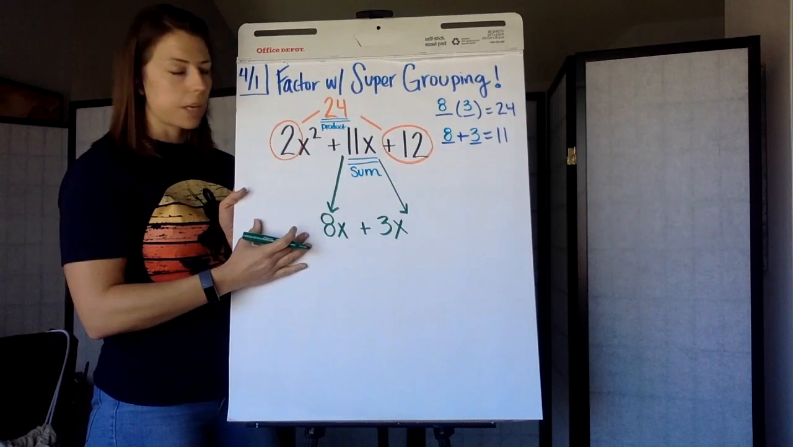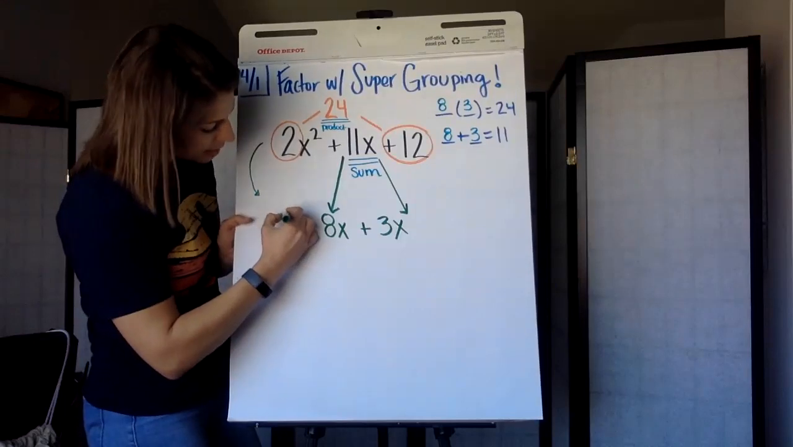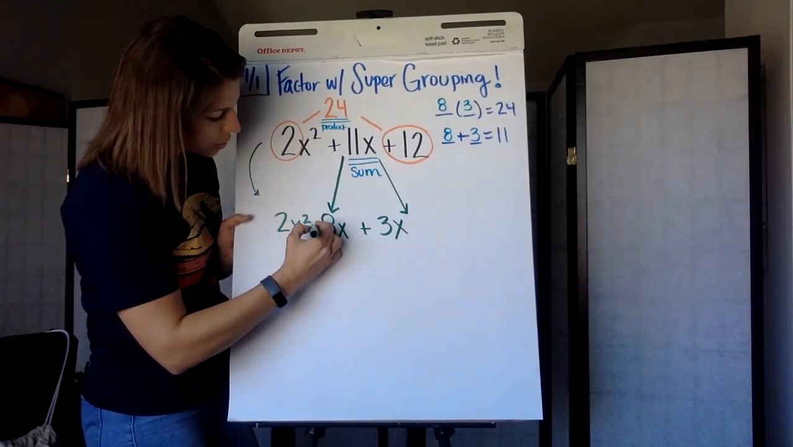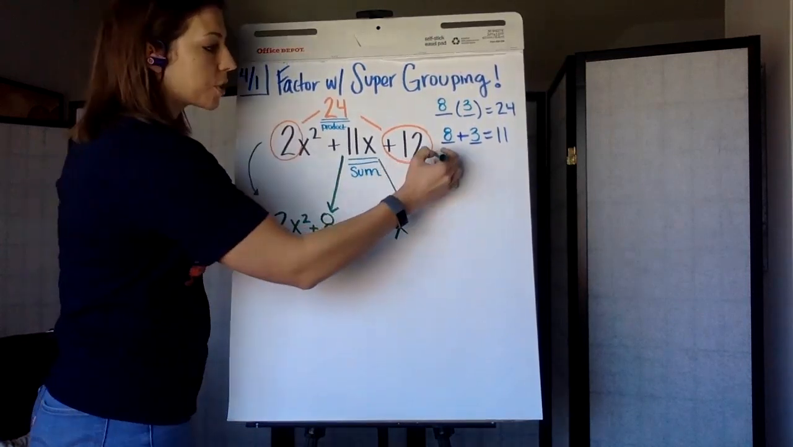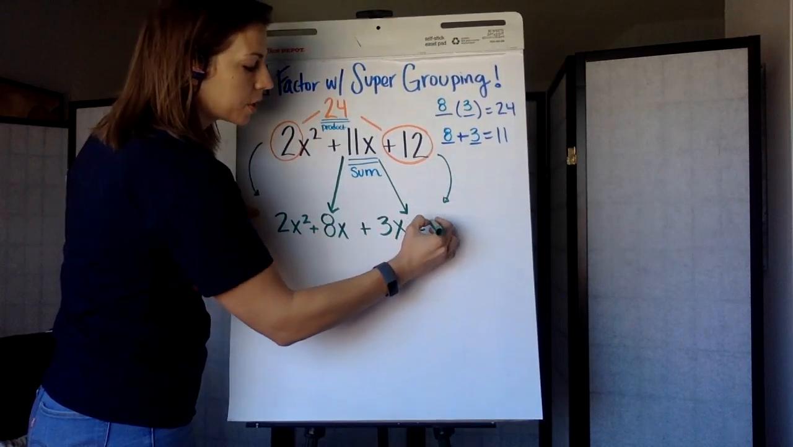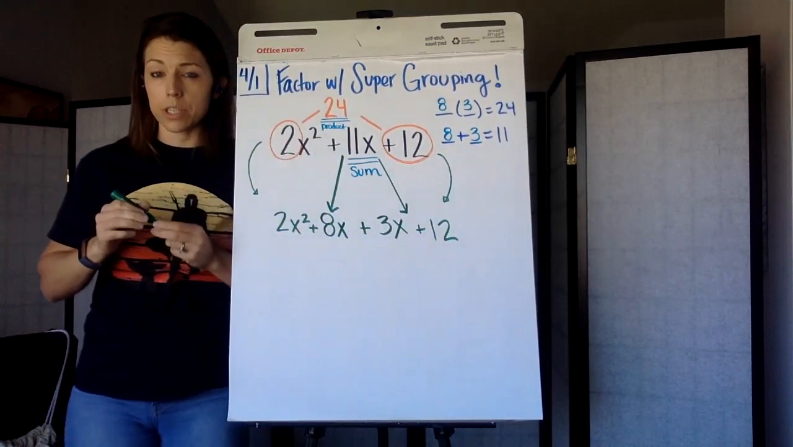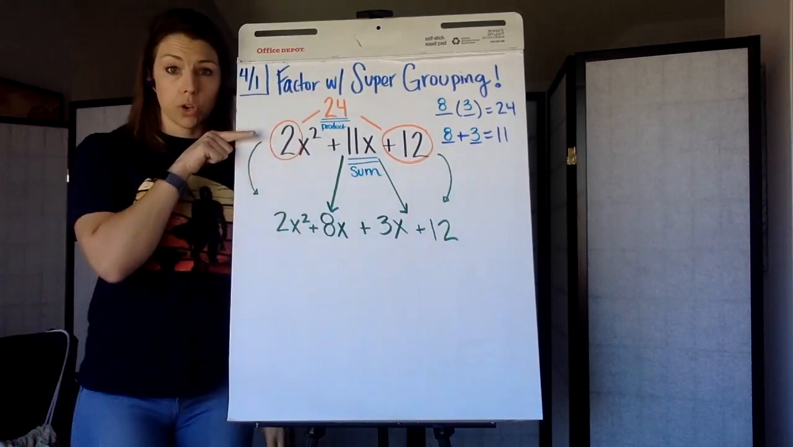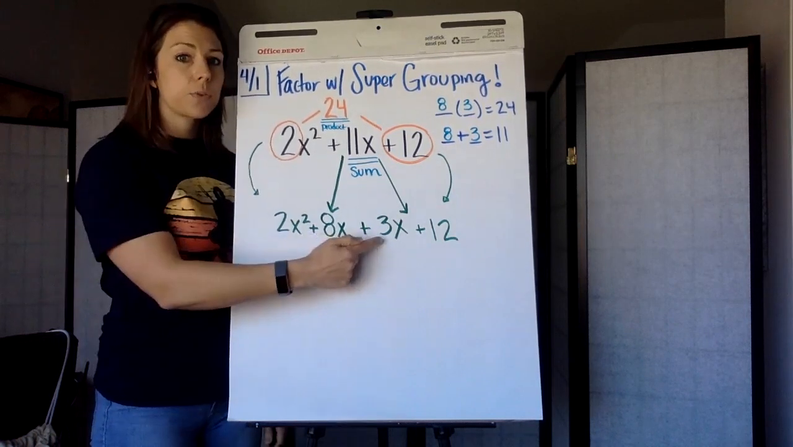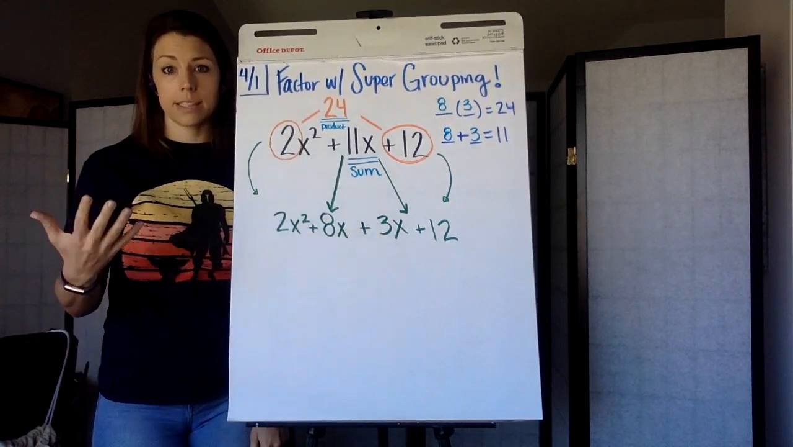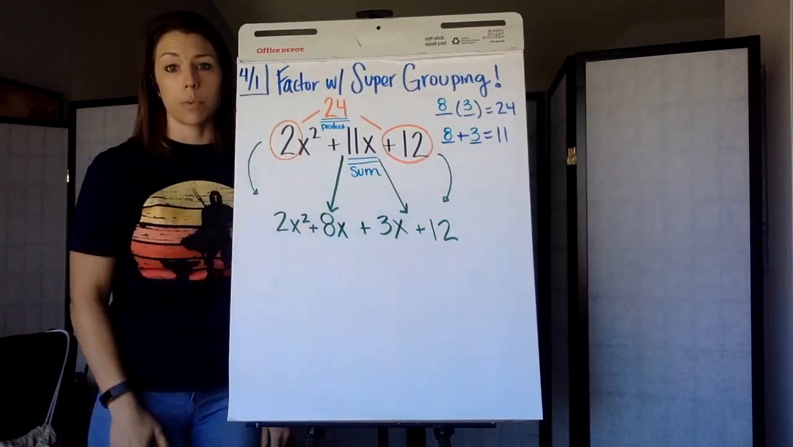What do you think our first term is going to be? It's going to be 2x squared. That doesn't change. So we have 2x squared plus 8x, which we just brought that down. And our last term is going to be plus 12. Now, if you're sitting here confused, I want to explain to you what we just did. All we did was we took a trinomial and we decided to write it as a polynomial with 4 terms. Does 8x plus 3x still equal 11x? Yes. So we haven't changed the value of the expression. We've just changed the number of terms.